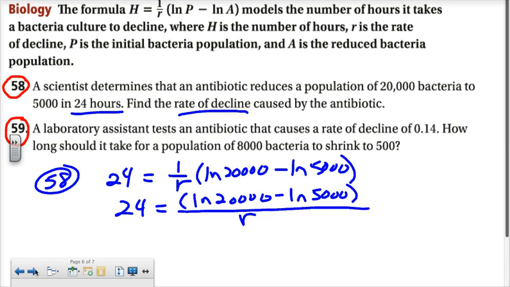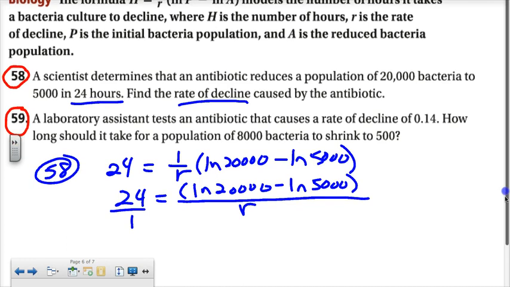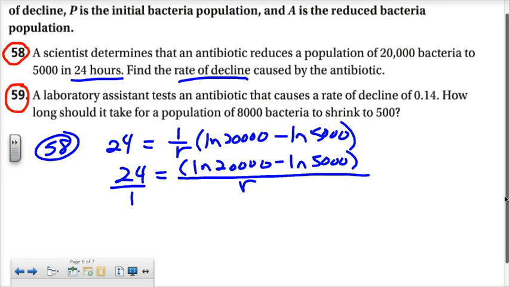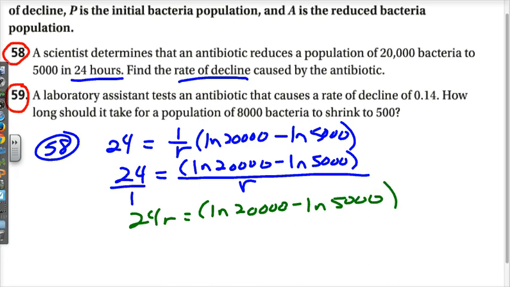So at this point, you have a choice about what you want to do. You could slap a 1 underneath here, and you could cross multiply, because you have to get your r out of the denominator. That's what we're trying to solve for here. So if we cross multiply, we'll get 24r equals the natural log of 20,000 minus the natural log of 5,000. All right, so we have the cross multiplying there. 24 times r equals natural log of 20,000 minus natural log of 5,000.